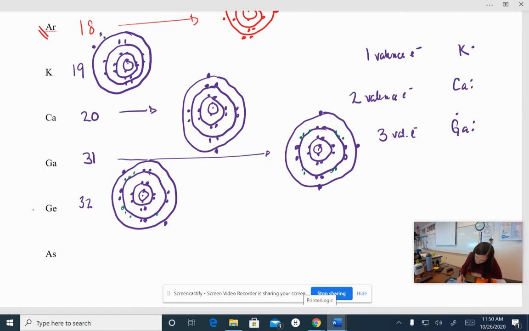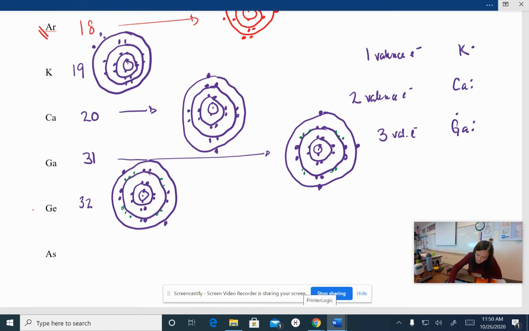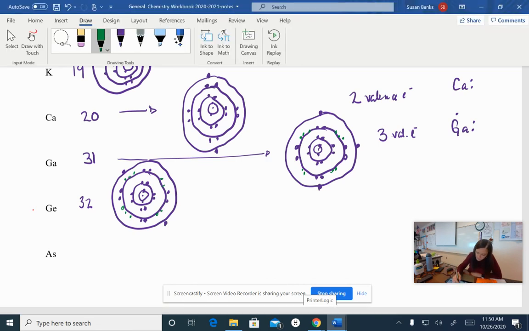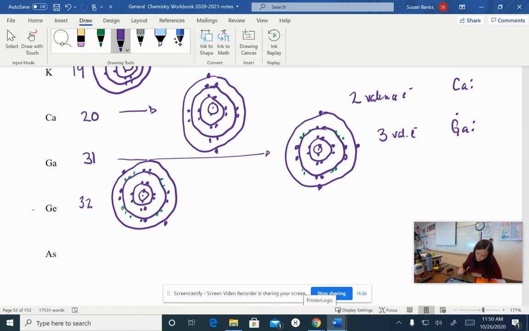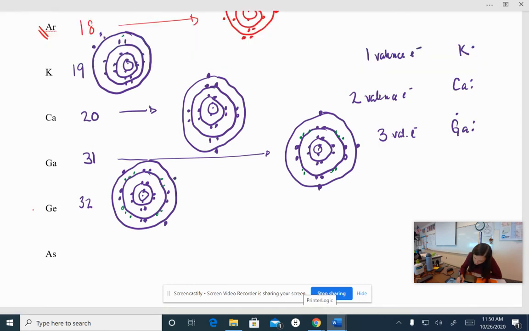So there's 6, 7, 8, 9, 10. Then let's switch back to purple. Then we will have galliums and then germanium. So that will give us 4 valence electrons. So germanium's dot picture will look like this. 1, 2, 3, 4. Okay.